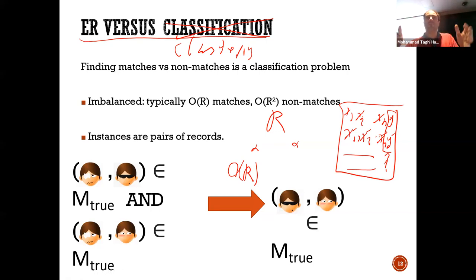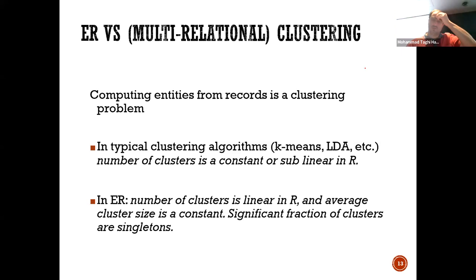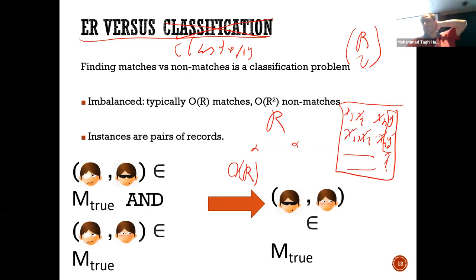Here, the constant number of matches can be maybe R over 2, for example, or R over 3 matches. These matches, you can put them all in one class. Then how many non-matches do you have? How many pairs do we have? R choose 2. So R choose 2 pairs you have. This is equal to R times R minus 1 over 2, which is order R squared.